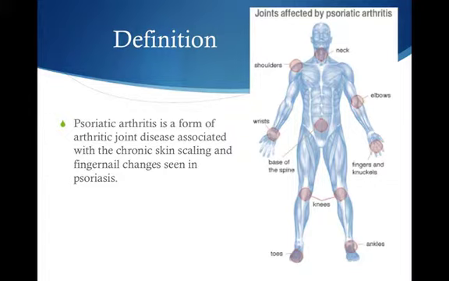Definition: psoriatic arthritis is a form of arthritic joint disease associated with the chronic skin scaling and fingernail changes seen in psoriasis. It also deteriorates and infects the joints. It can infect any part of the body, as you can see in the picture.